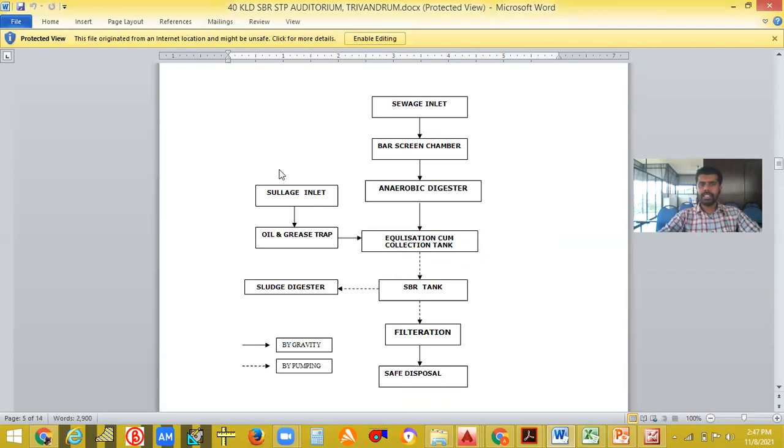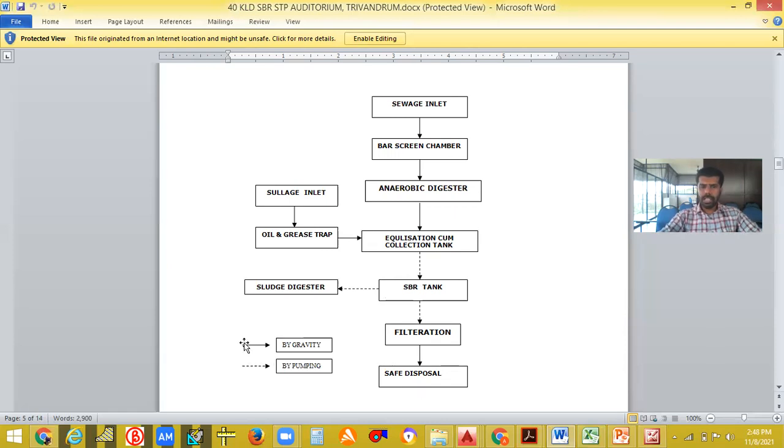If you are using a kitchen and all, the kitchen's waste will be coming here and goes to the oil and grease trap. From there you will be getting water which is not mixed with oil, and that also will be going to the utilization tank. From there it goes to the SBR tank and the sludge digester. The sludge will be going to the sludge digester. After the SBR tank it will be going for filtration, then for safe disposal.